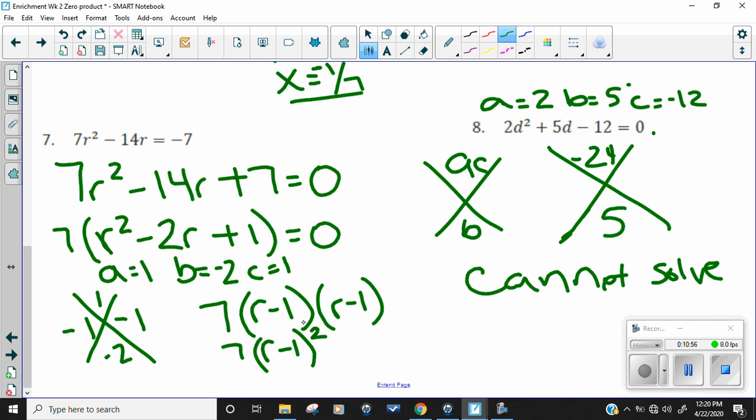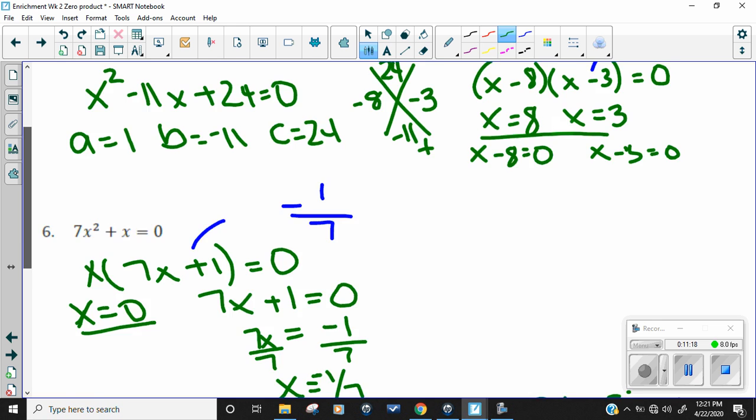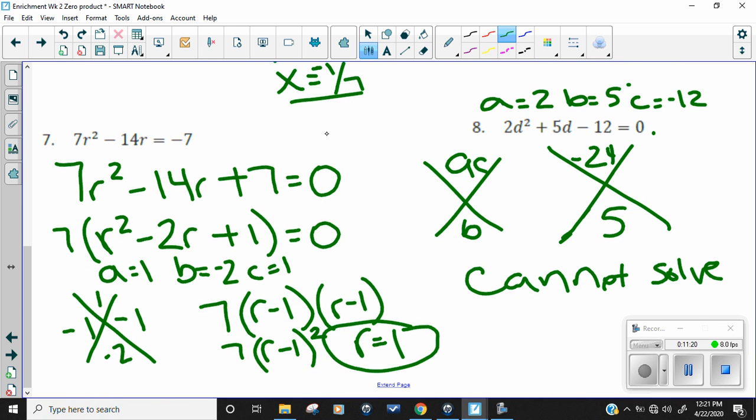Oops, this one I just factored. I didn't solve. Number 7. So what makes this bubble? So R equals, the opposite of -1 is just 1. That's your answer. The top ones, I think I did solve. Yep, I solved those. The bottom one I just hadn't solved and can't solve, number 8.